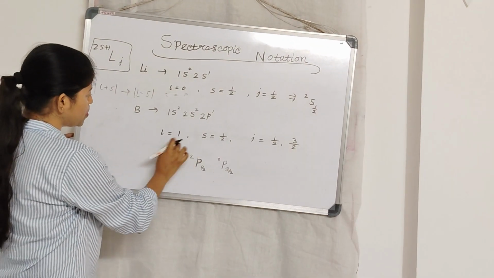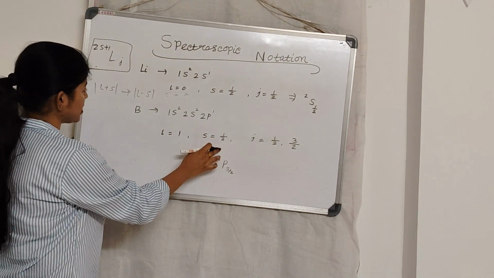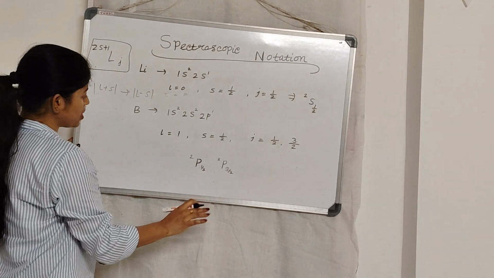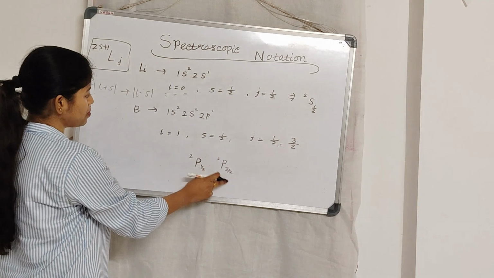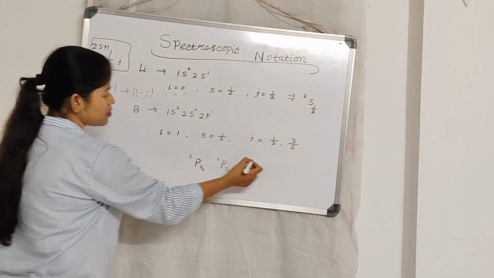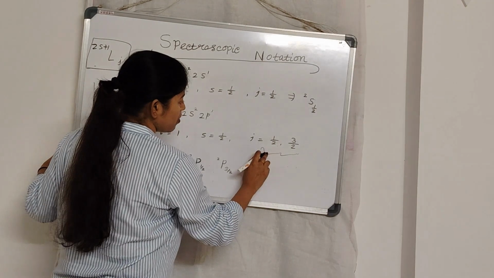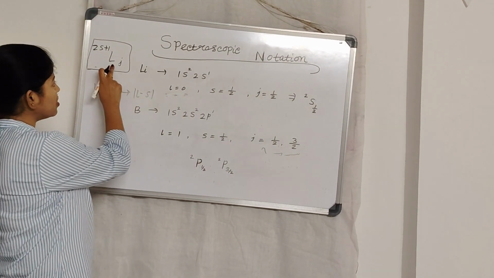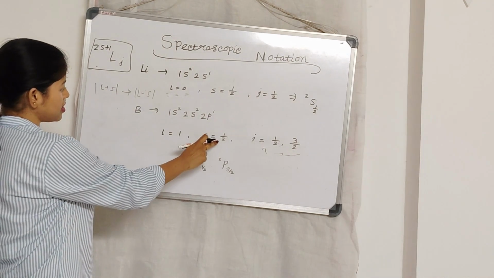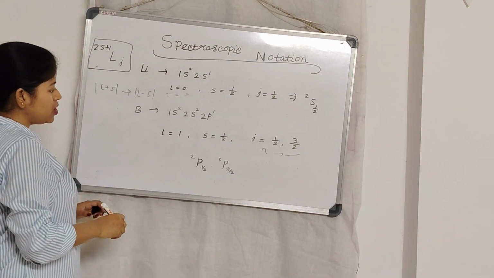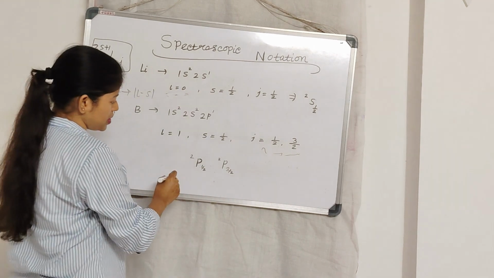Now if we put these values of L and S in the general expression, we will get two terms, that is 2P1/2 and 2P3/2, because J has two values, 1/2 and 3/2. Put these values in the general expression, and since S is half, 2S plus 1 is 2.